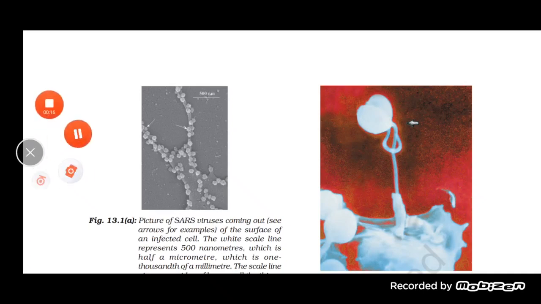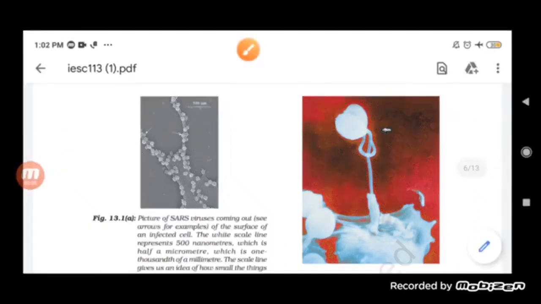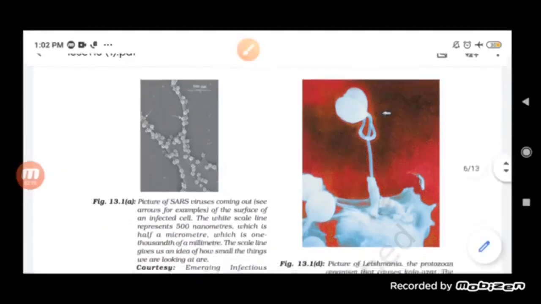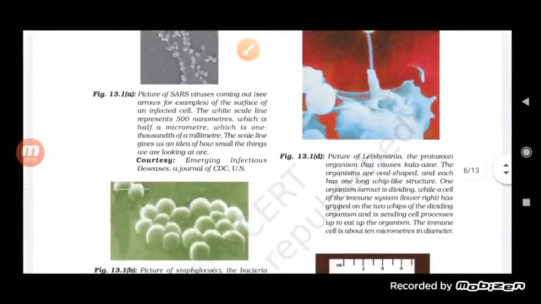So this is a whip-like structure, students. As you can see here, a long whip-like structure is there, and one organism is dividing while a cell of the immune system has a grip on the two whips of the dividing organism. Basically, this is the immune cell. It is about 10 micrometers in diameter. So, Leishmania is a protozoa which causes Kala Azar.